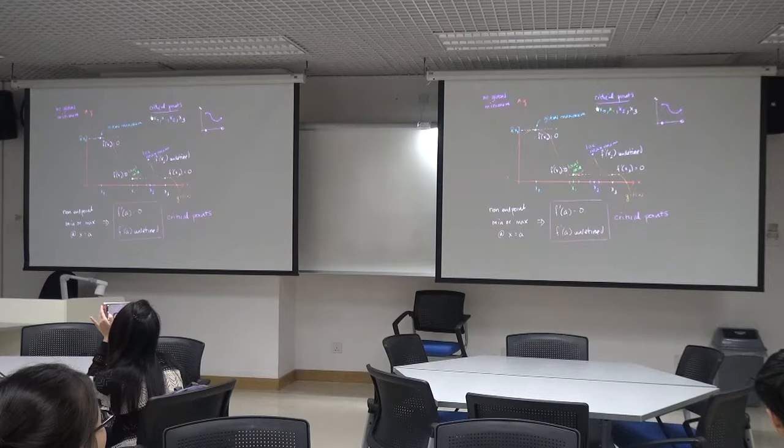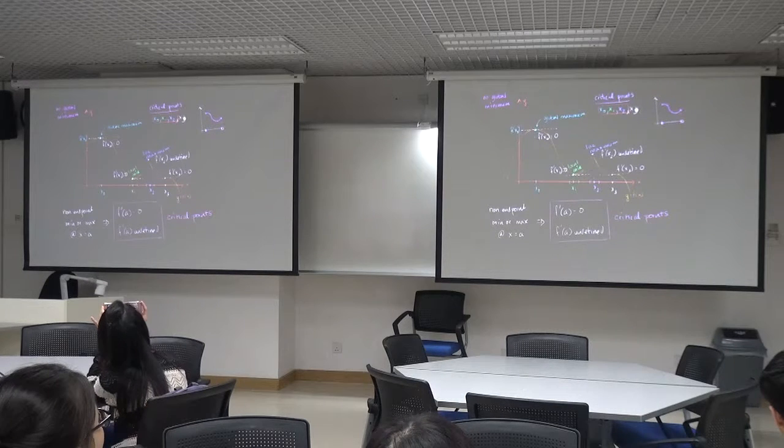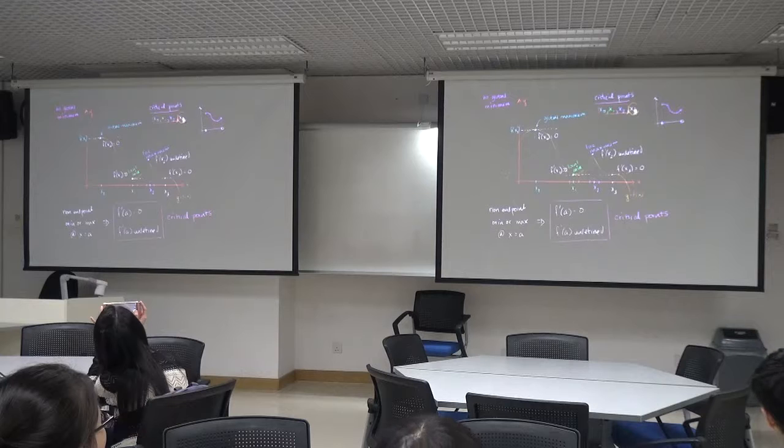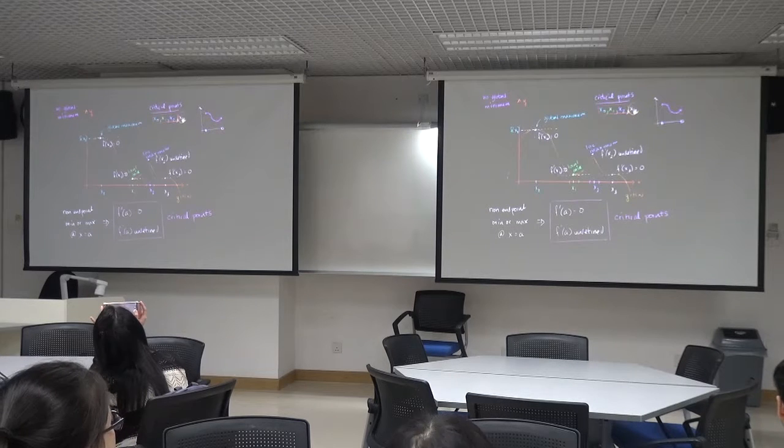So just to be clear, at all of these points, we're at a minimum or maximum point. We're at a critical point. All of these are critical points, but this is not a minimum or maximum point. In the next video, we'll start to think about how you can tell whether you have a minimum or maximum at a critical point.